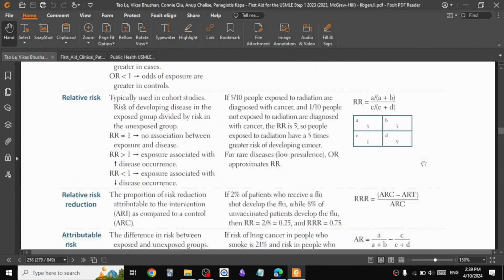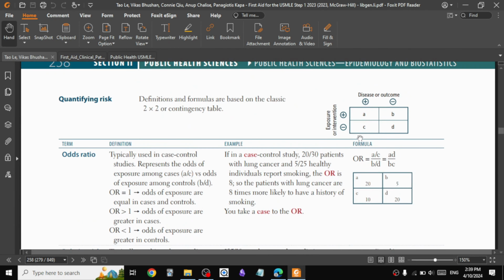So come back here to the table, and this will help you understand more. So we're taking the row which has no intervention, right? C by C plus D, and we're subtracting the group which has intervention, and we're seeing how much we have reduced the risk of this person, right? So absolute risk reduction, right?